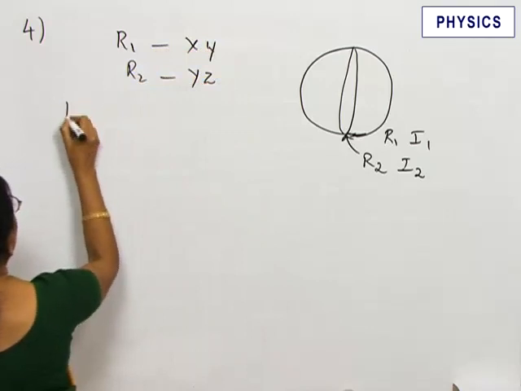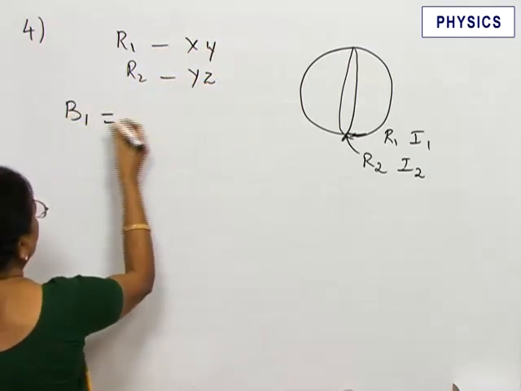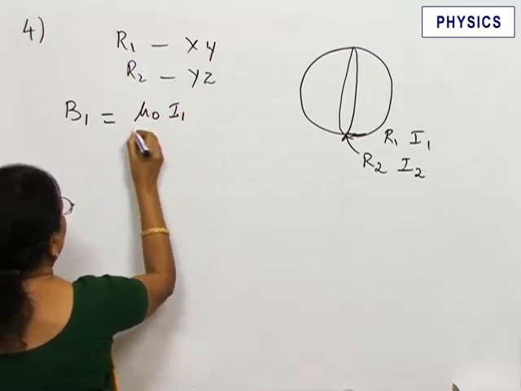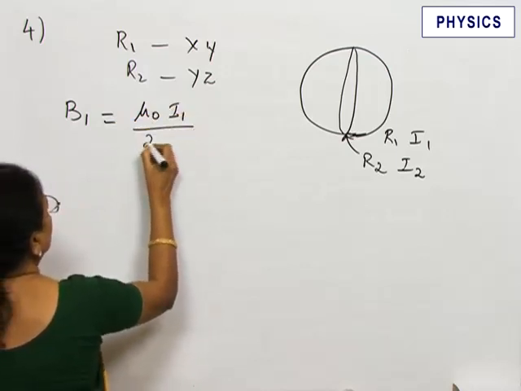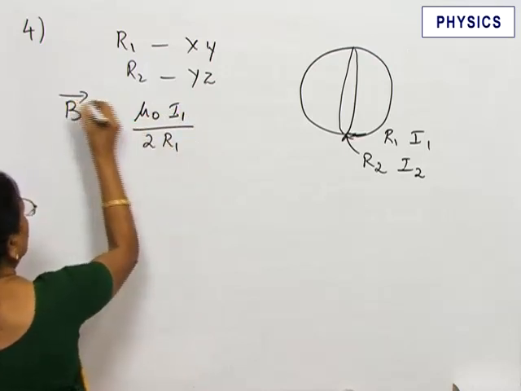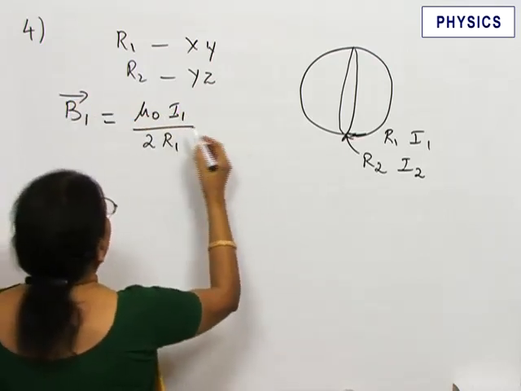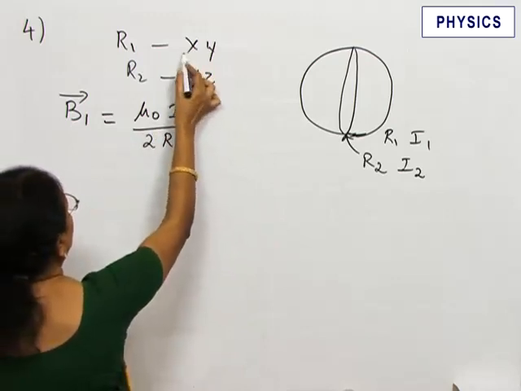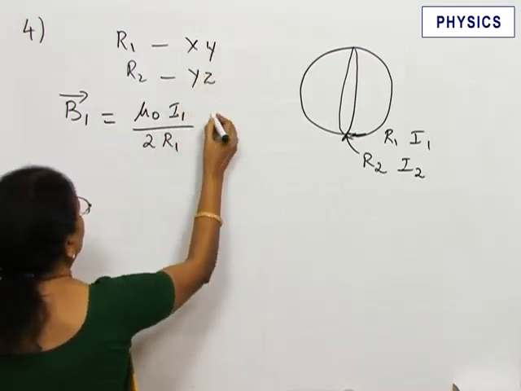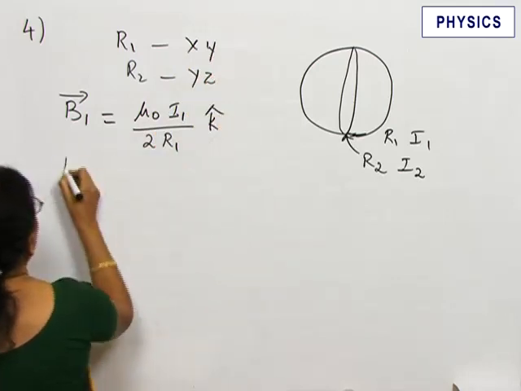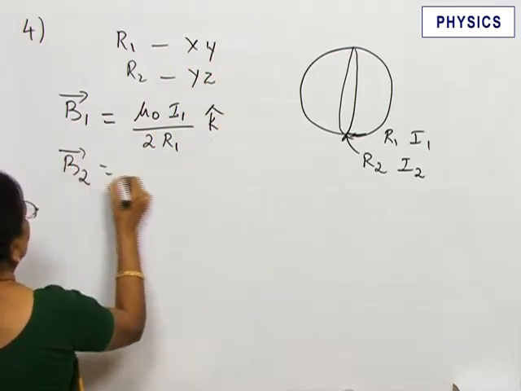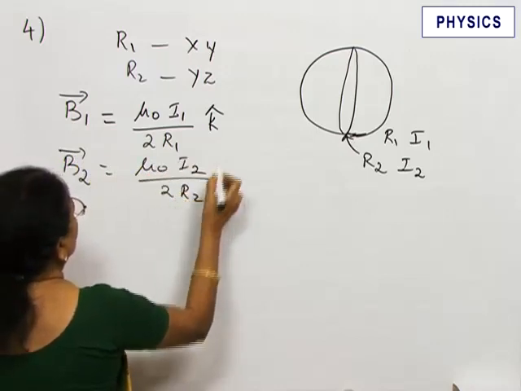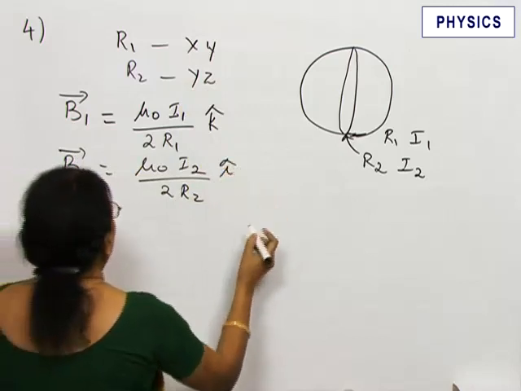Let us calculate first B1 and B2. B1 equals mu naught I1 by 2 R1, and the magnetic field is always perpendicular to the plane. So, what is the unit vector perpendicular to the XY plane? K vector. Similarly, B2 will be mu naught I2 by 2 R2, and for the YZ plane, the I vector.